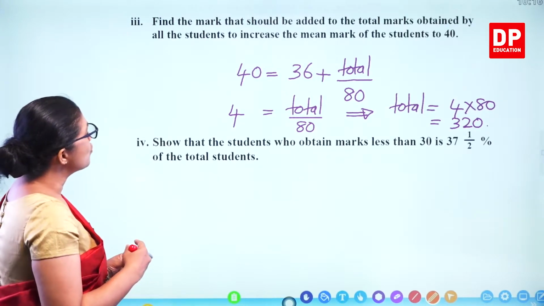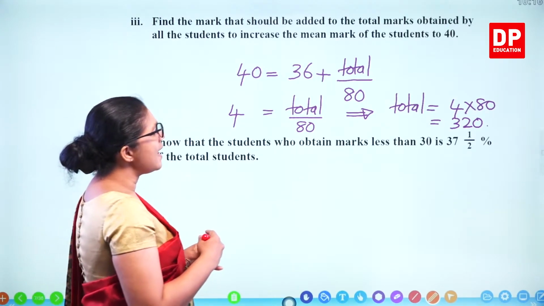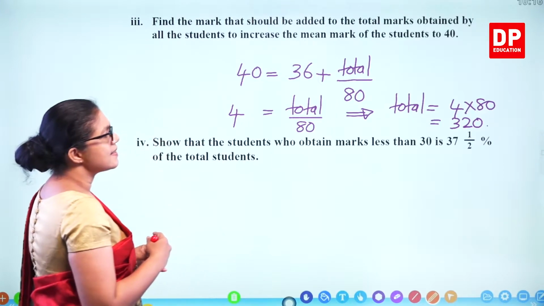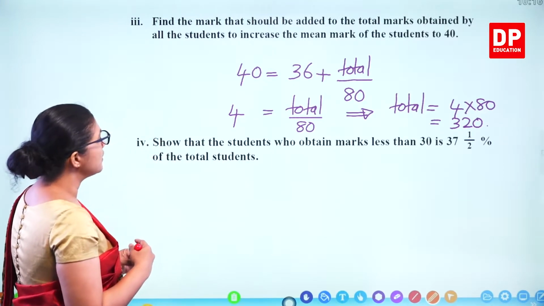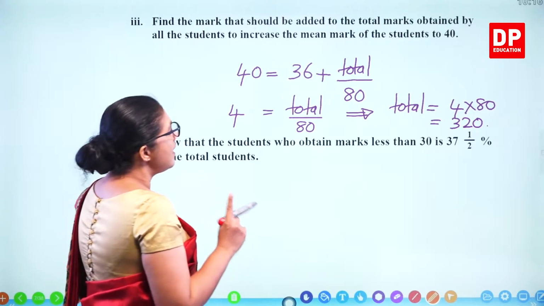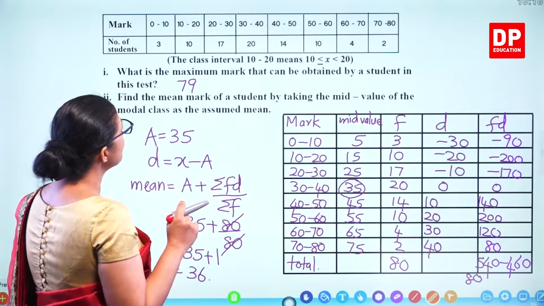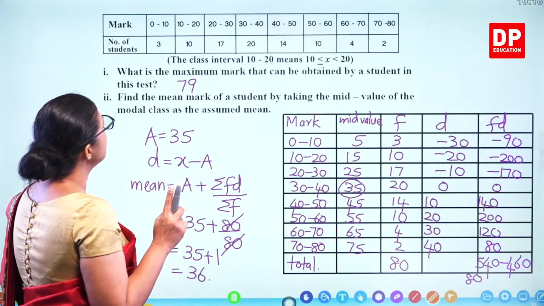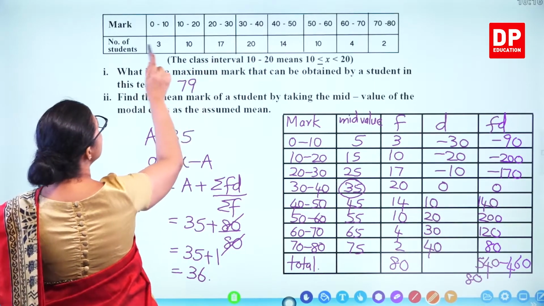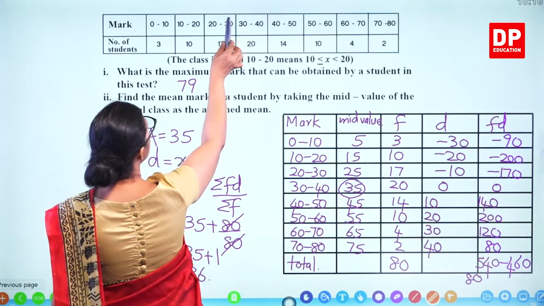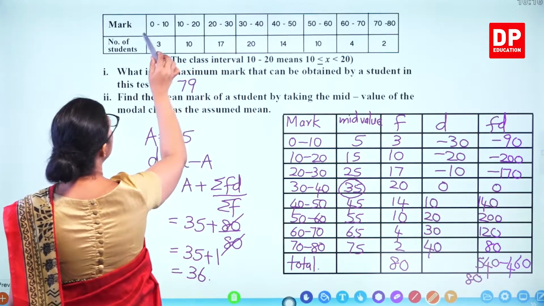And show that the students who obtain marks less than 30 is 37.5% of the total students. Less than 30. We'll look at the table. Less than 30, that means these three. 30 is not included here.